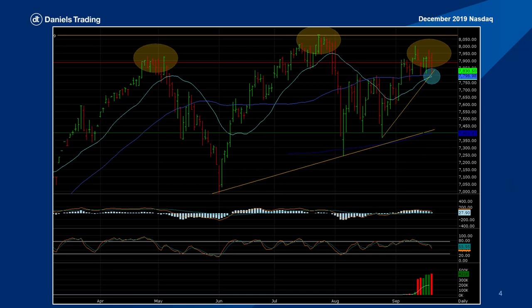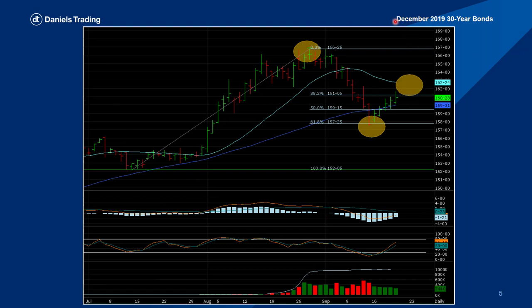All right, let's move along to our next chart here, and that is the December 2019 30-year bonds. And what I have shown here is a 1-2-3 formation. So we have the number 1 point, which is the 12-month contract high. That comes in at 166.25 from August 28th. From there, the market sold off, created a pivot point low down at this recent low, which is from the 13th of September at 157.17.